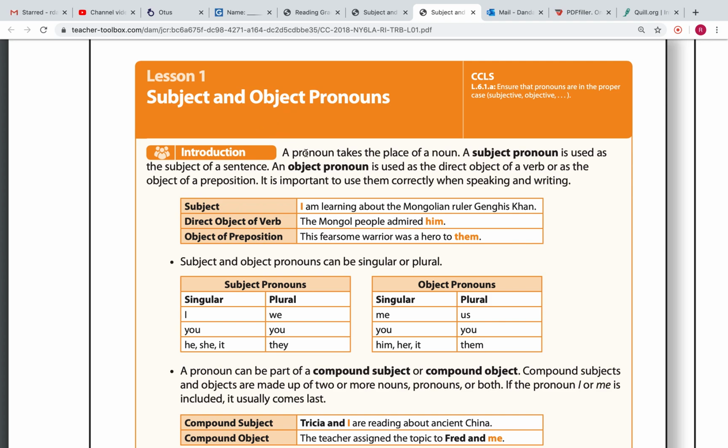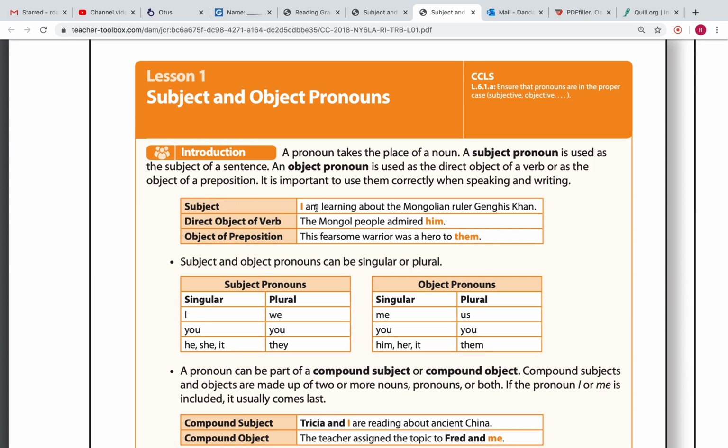So, subject and object pronouns. A pronoun takes the place of a noun. And when we say a noun, it could be a person, a place. So a pronoun takes the place of a noun. A subject pronoun is used as the subject of a sentence. An object pronoun is used as the direct object of a verb or as the object of a preposition. It is important to use them correctly when speaking and writing.